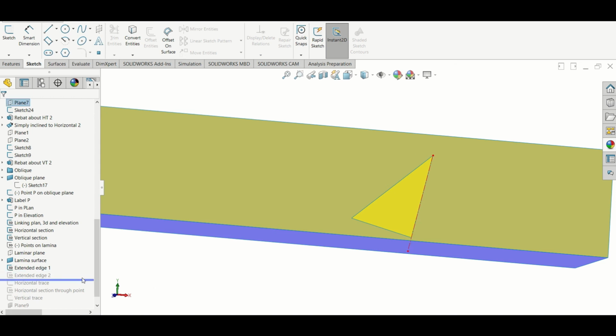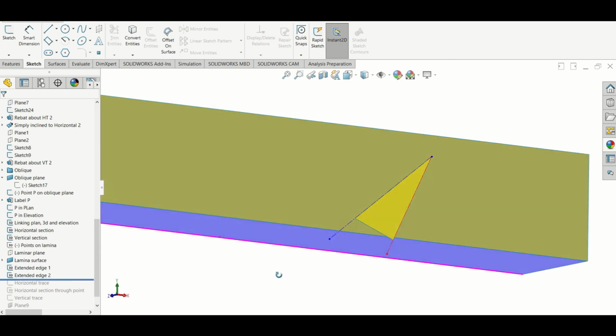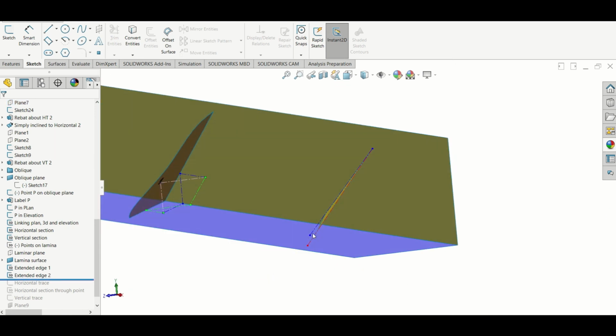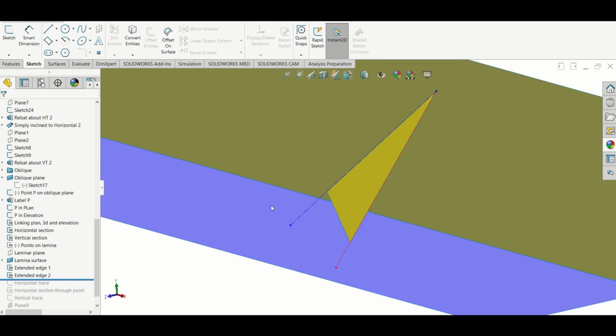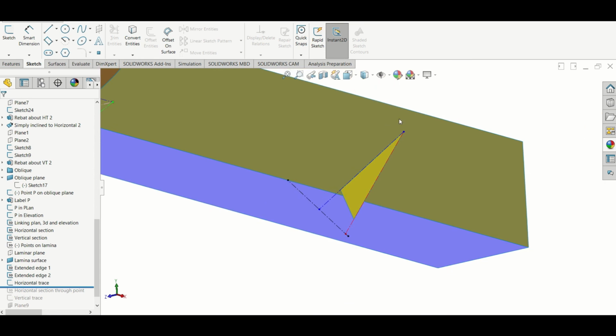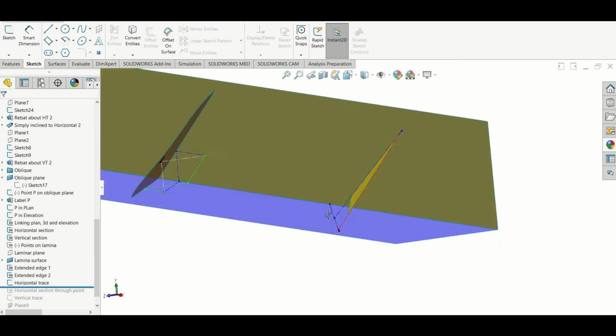And if we do that a second time and hit the ground, right now we have 2 points on the ground, which means we're able to draw a line through the points. We can draw a horizontal trace. So the oblique plane that this lamina is part of, well, that's the horizontal trace.